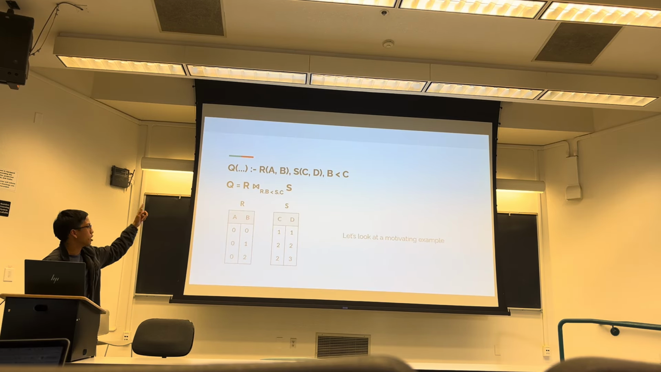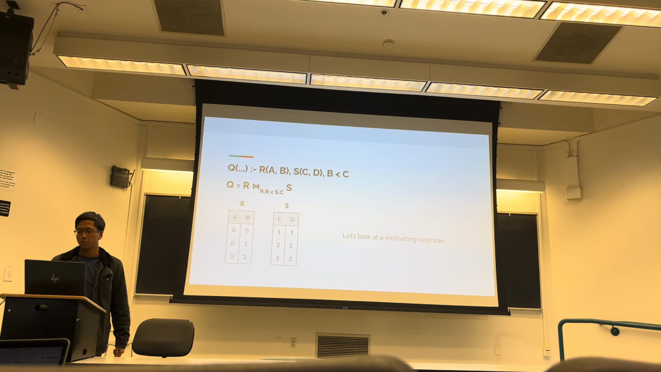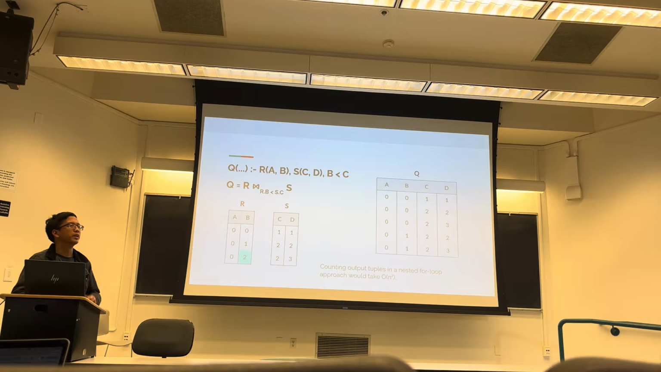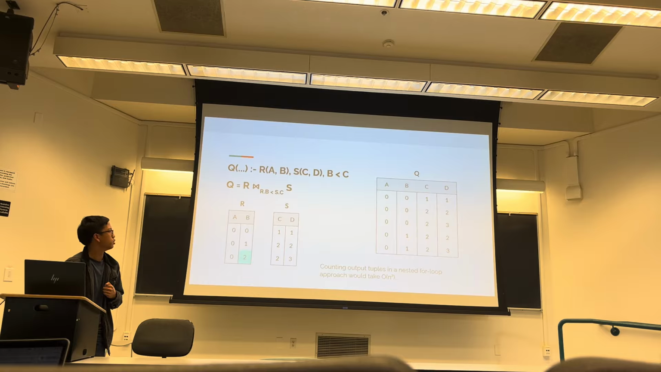So here in Datalog and in relational algebra, I just have these two simple relations. If we want to do an inequality join, so b less than c, a naive way to count it would be a nested for loop type of approach, right? The problem with this, of course, is that it's an n squared algorithm. So we can use this elimination algorithm to help us.